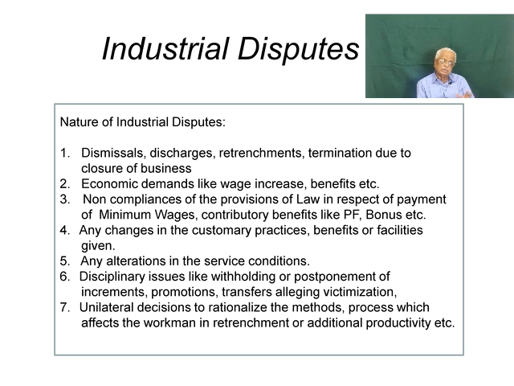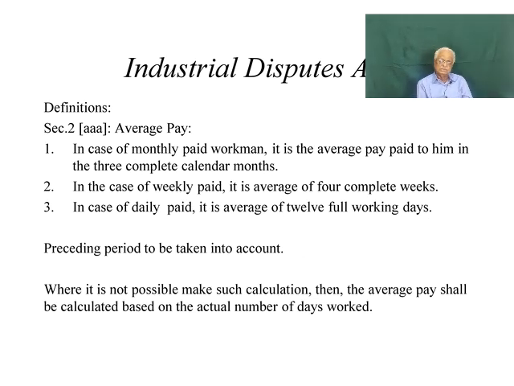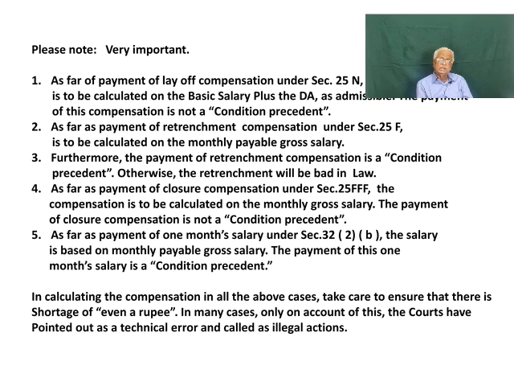Now the next definition I want to talk to you about is average pay, because this is required for many applications. Average pay here means the average pay paid to him during the previous three calendar months. It means that average pay includes the gross salary. What is the gross salary drawn during the previous three months? That is called average pay. This is required for various purposes, which I will tell you in the subsequent presentation. Here, very important, there are three types of wages.